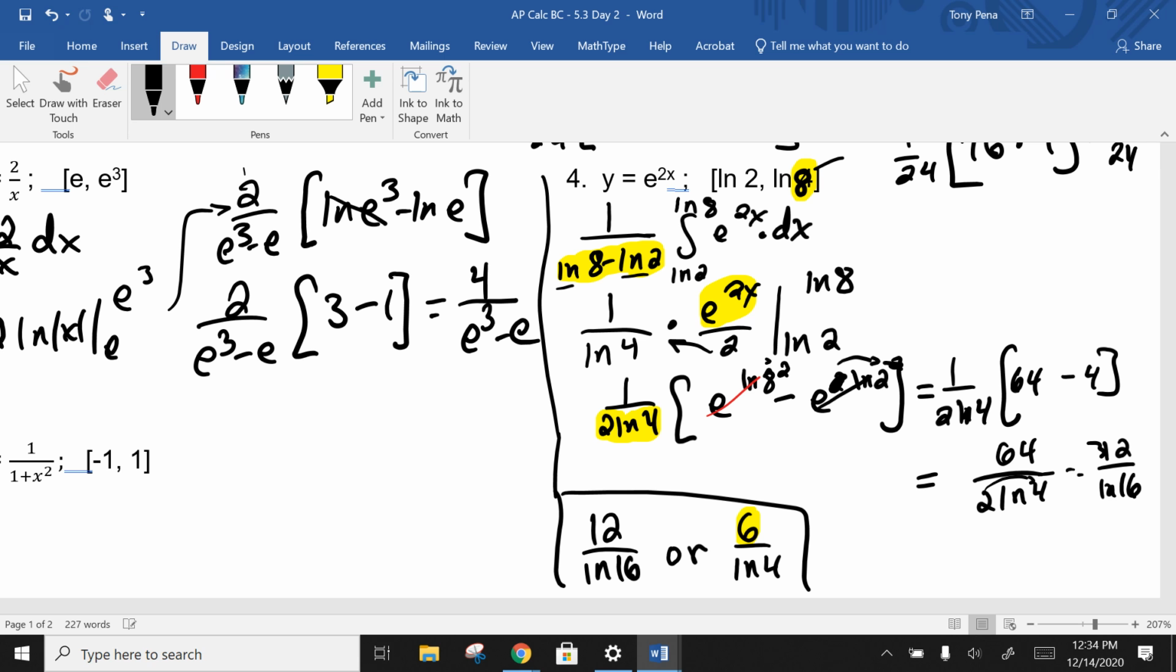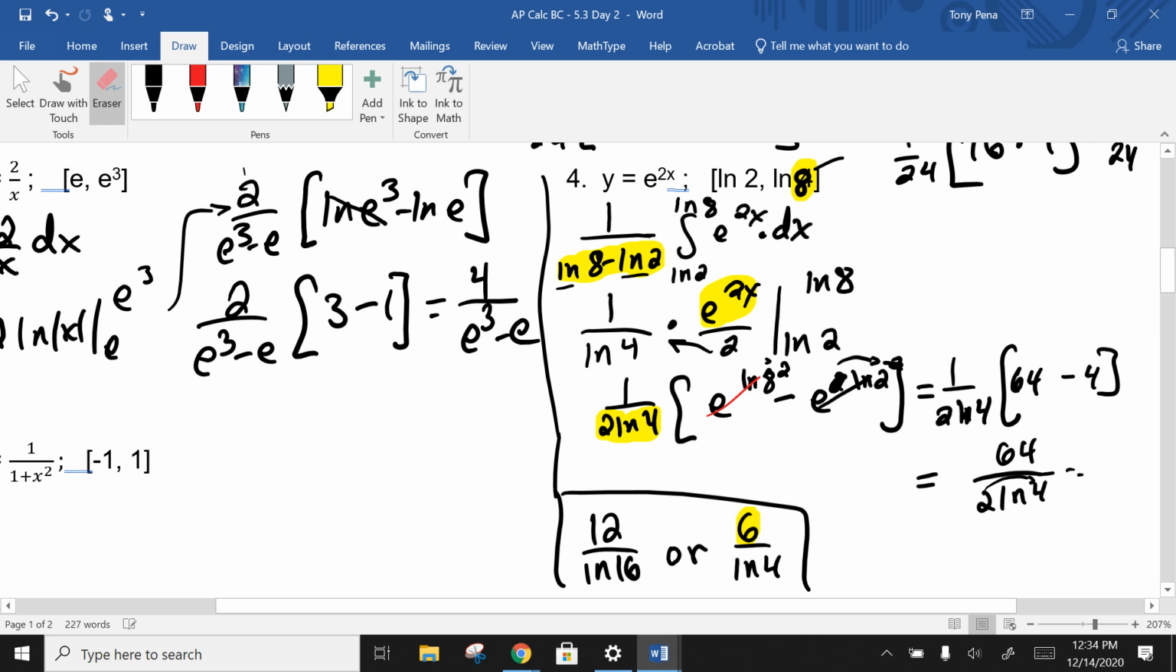So this would be, yeah, so let's change these answers. Is that why everybody's looking at me crazy, hopefully? Okay, good. That's worthy of a crazy look, I suppose. Yeah, so 64 over 2 ln of 4. Or 32 over ln of 4. All right, either one of those.